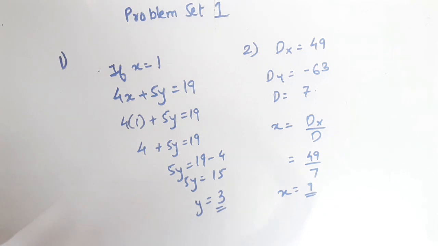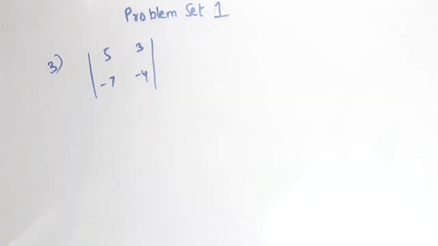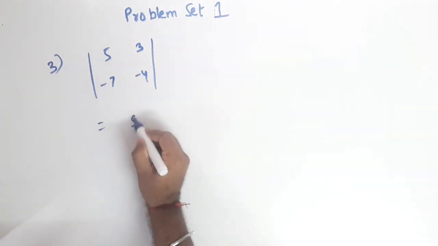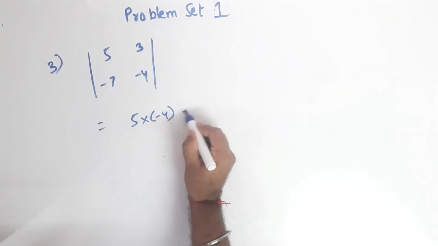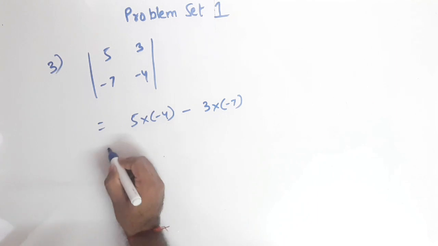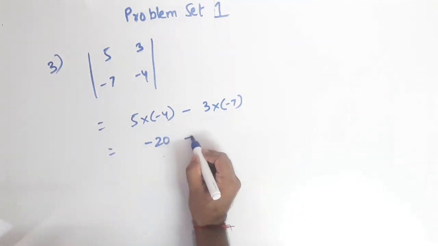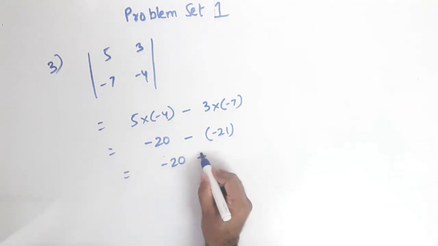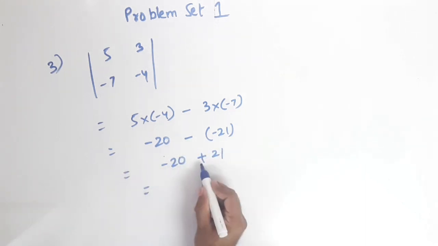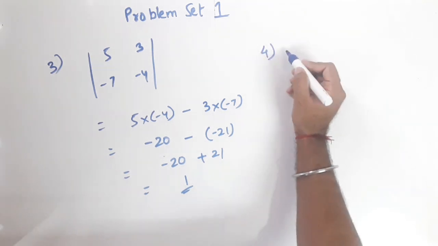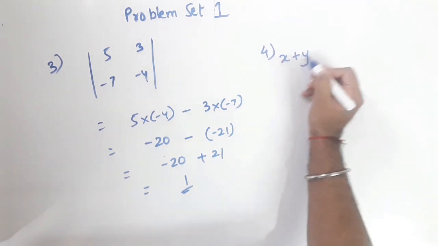Then the third one is, what is the value of the determinant? It is very easy to find. You know ad, 5 into minus 4, minus bc, 3 into minus 7. So that is minus 20 minus, this is minus 21. So this will become plus. What is minus 20 plus 21? It is plus 1.